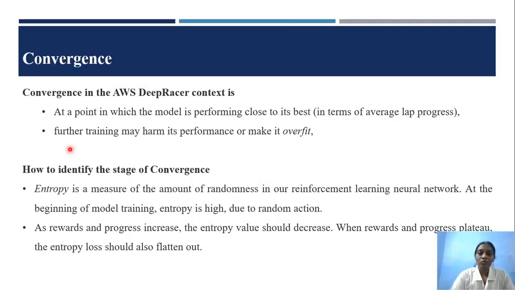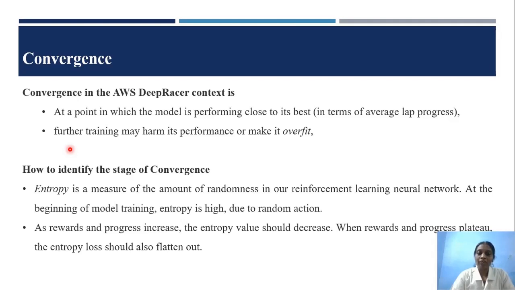Convergence is the most important concept in the training phase. Convergence is nothing but a particular point at which the model is performing close to its best. Further training may harm its performance or make it overfit. How could we identify at what time convergence has occurred? We already have a clue in the reward graph. Some more detail is explained in log analysis too.